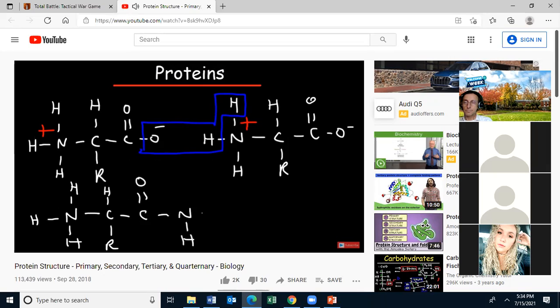We have one hydrogen left over. We lost two once we lost water. So this is a dipeptide because we have two amino acids combined. And so this amide bond that we see here, that is the peptide bond. We formed a bond between the carbon and the nitrogen atom. So whenever you combine two amino acids to form a peptide bond, you're forming a covalent bond, which is hard to break.